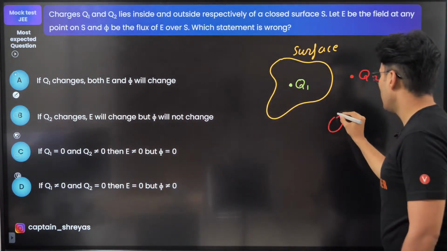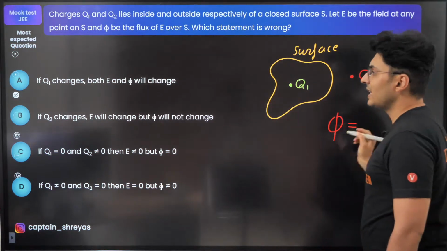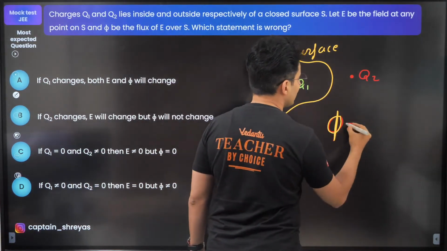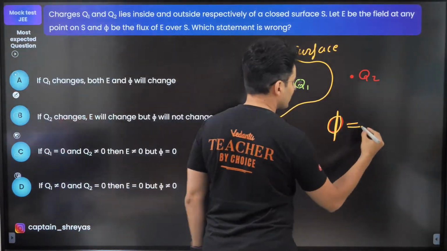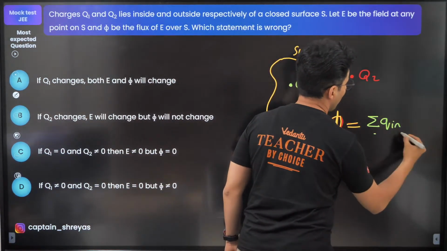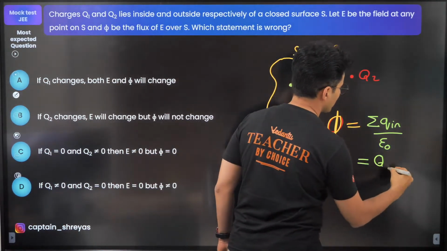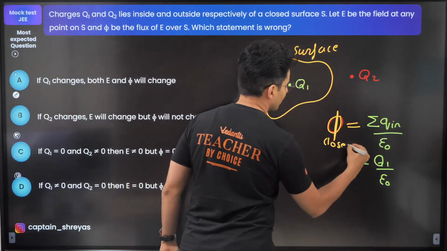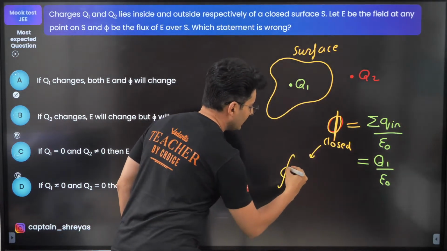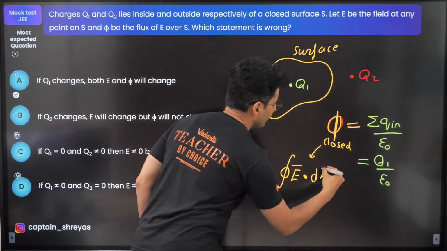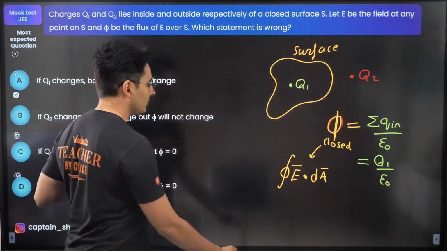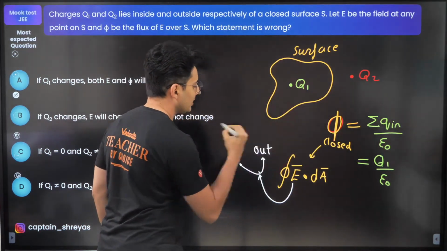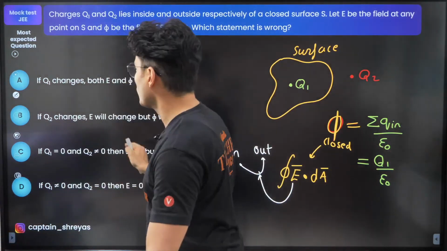Now, as per Gauss's law, the net flux is nothing but the inside charge. So what is Gauss's law? The net flux is always the net inside charge by epsilon naught. So inside charge over here is Q1 by epsilon naught. So this is the flux of the entire closed surface. But when you write this flux as integral E vector dot dA vector, this field is because of both the inside as well as the outside charges. Keep this in mind. If you remember that, this is going to be a very easy problem.